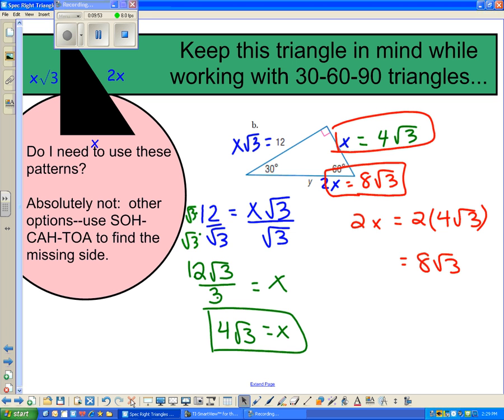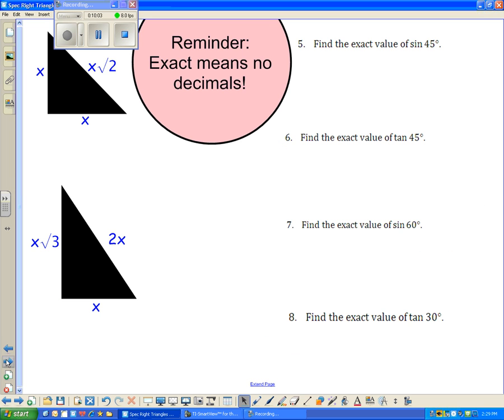So again, they're just patterns. They just are patterns to recognize that make things go a little faster. But if you wanted to continue using SOHCAHTOA for all of these, you'll get the same answer. Let's flip over to the back and take a look at just number 5 and see how we do there.